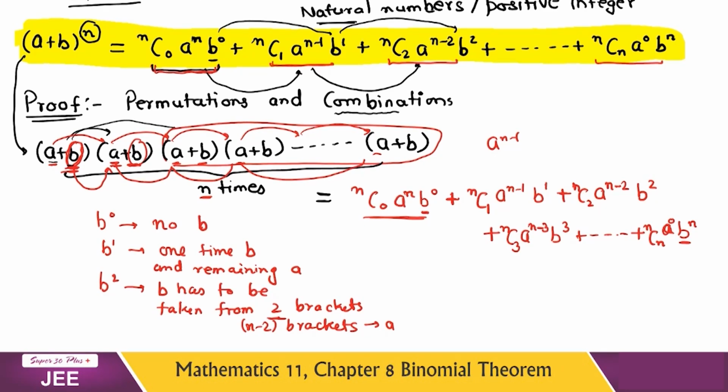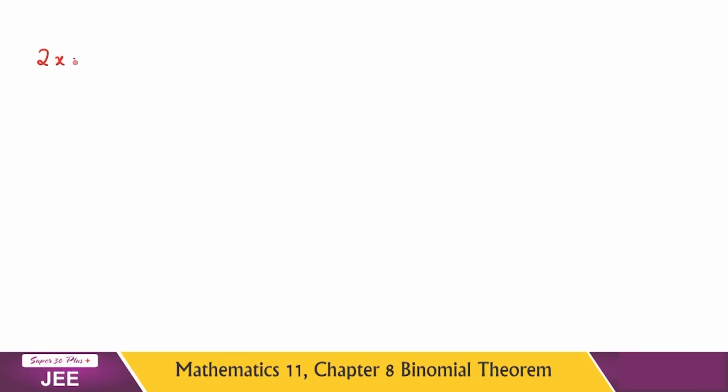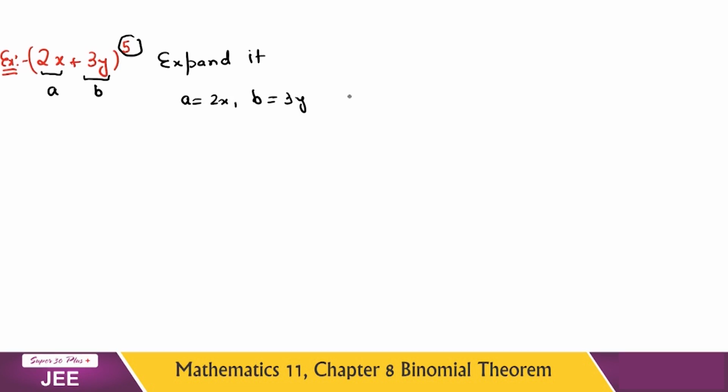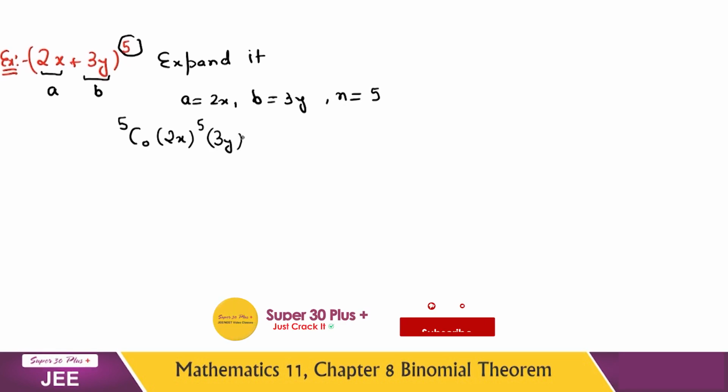Alright, let's take an example in order to understand the theorem. Suppose you have to write down the expansion of (2x plus 3y) whole raised to the power 5. Suppose we have to expand it. So here this term becomes a, this is b, and this becomes n. So a is equal to 2x, b is equal to 3y, this is the binomial, and n equals 5. So the expansion is going to be: the first term was what? NC0 a raised to the power n and b raised to the power 0.